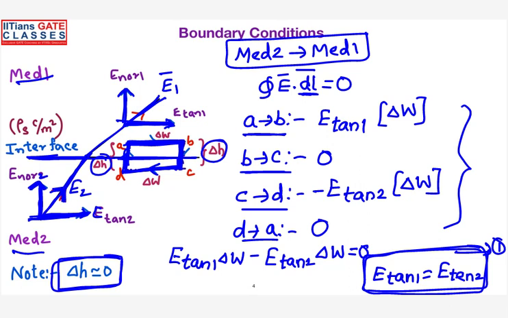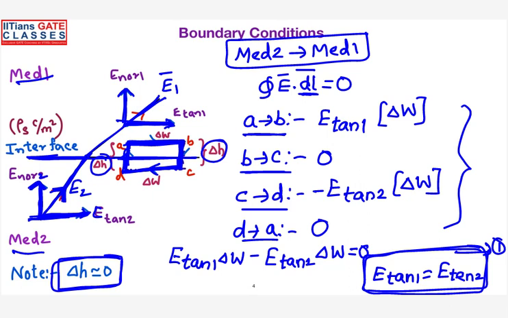There are two more boundary conditions for magnetic fields also. We will discuss them in the magnetostatics part. But this is purely for the electric field. If you had considered delta W also tends to 0, then this would change, right? Correct.